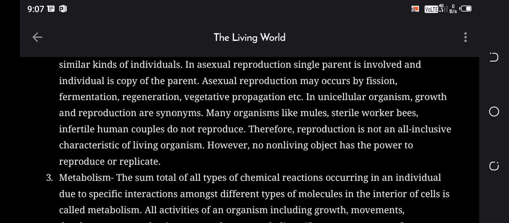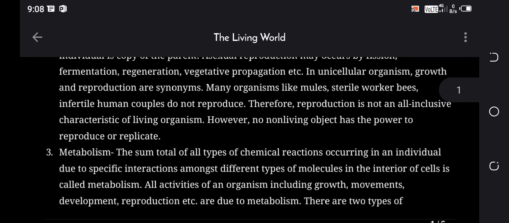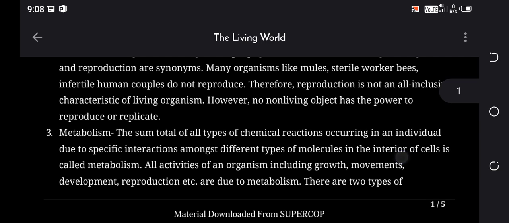In unicellular organisms, growth and reproduction are synonymous. Many organisms like mules, sterile worker bees and infertile human couples do not reproduce. Therefore, reproduction is not an all-inclusive characteristic of living organisms. However, non-living objects do not have the power to reproduce or replicate.